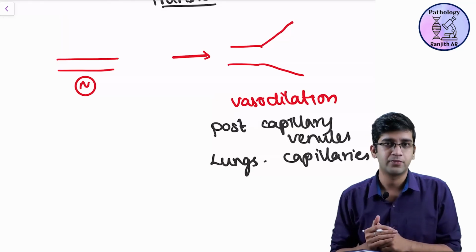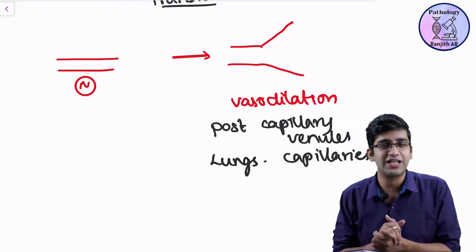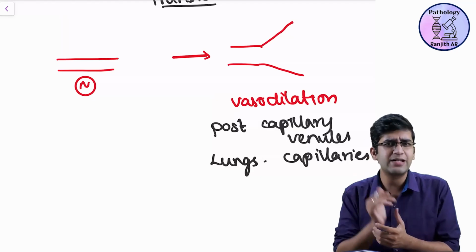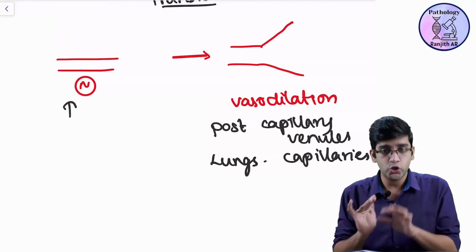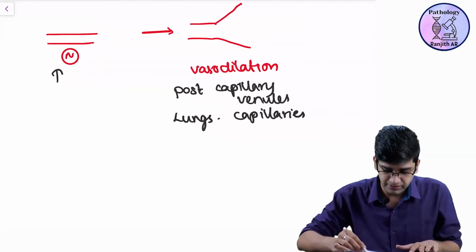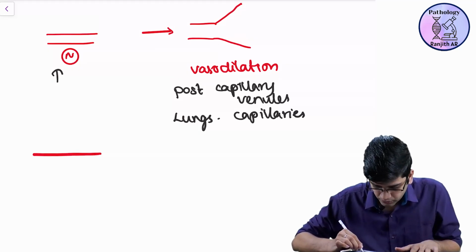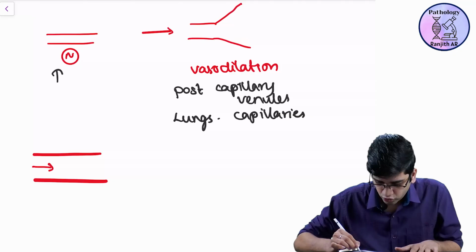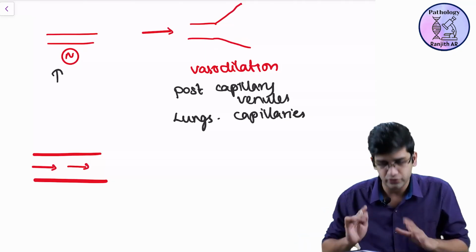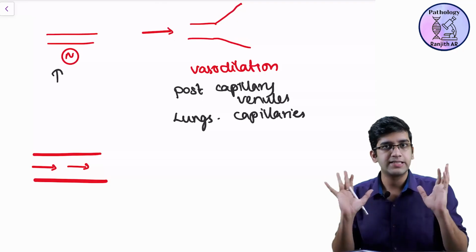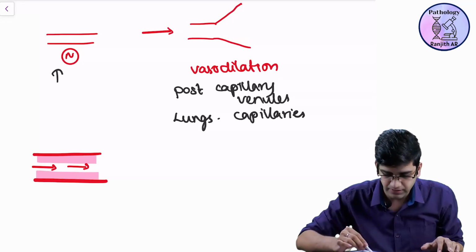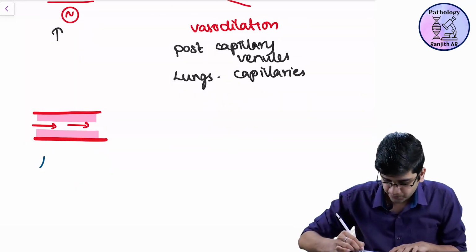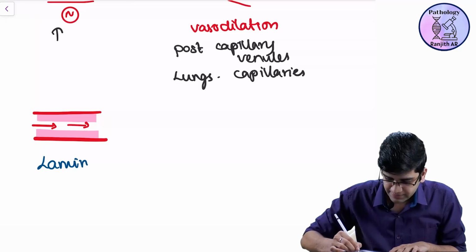Clear? Fine. Now, when this vasodilatation happens, I'm going to have a slight change in the blood flow. Look at the normal. In a normal vessel, I'm just going to draw the same thing below. In a normal vessel, you will have a blood flow called laminar blood flow. In the center there will be cells, and surrounding that there will be plasma.